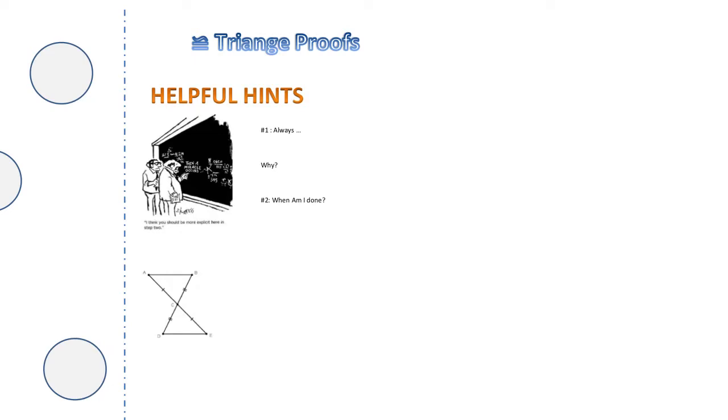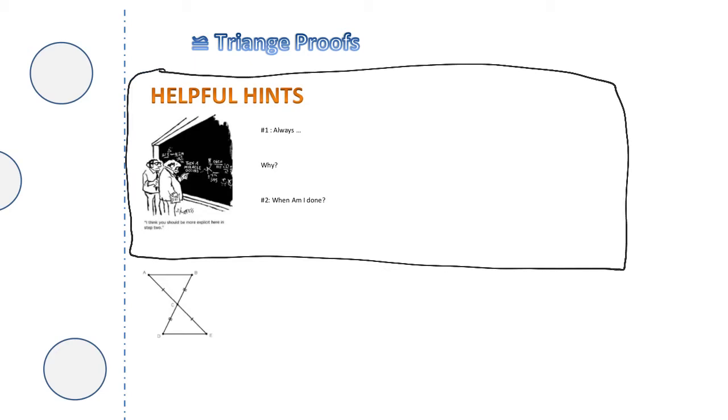So we're going to go over a couple quick hints that really help with proofs. Make sure you write down this information in your notebook. You don't have to draw that picture, obviously, but it's just a funny proof picture. All right, so you always want to mark up the diagram. And I mean, put tick marks on what's equal.